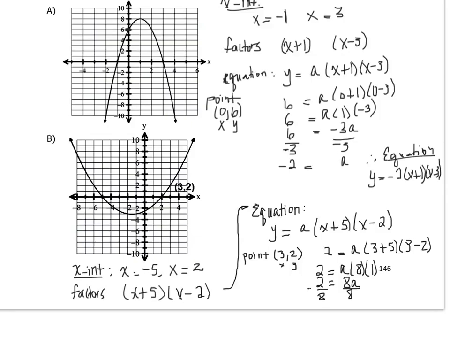that. I'm just going to move this over here a little bit. We get that a would be equal to 2 over 8, which is 1/4. So that means our equation is y equals, so therefore our equation is y equals 1/4 (x plus 5)(x minus 2).